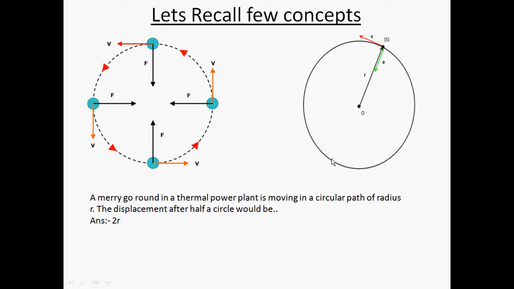As we know, the displacement is the shortest distance between the initial and the final position. So this is the initial position of the train or the merry-go-round, and this is the final position. So this shortest distance will be the displacement, which will be 2r.